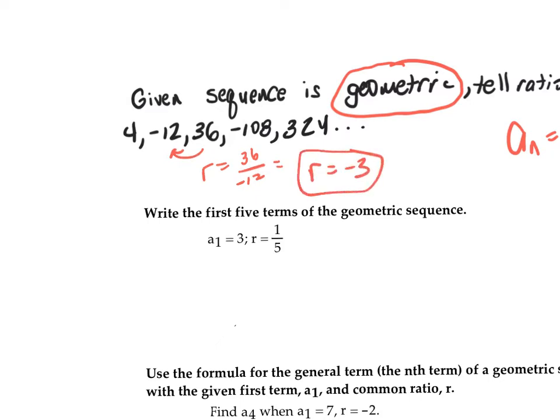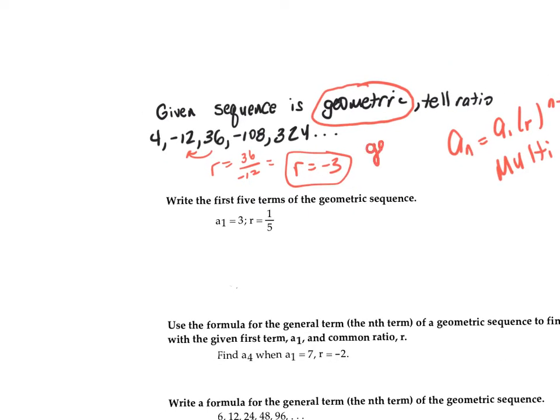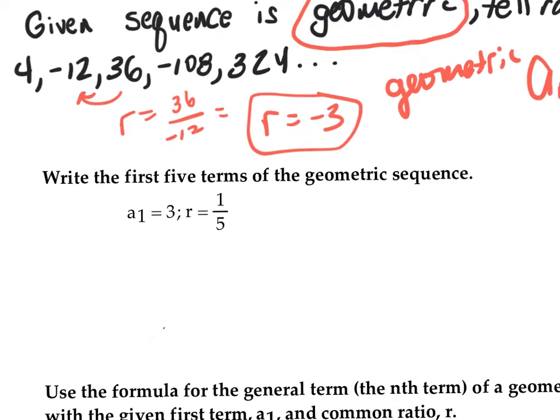Check to make sure that's right. 4 times negative 3 is negative 12. Negative 12 times negative 3, positive 36. Positive 36 times negative 3, negative 108. So do you guys see how that's correct? So you would choose the answer choice that says, yes, this is geometric, and the common ratio is negative 3. Now, did you have to write me a paragraph and do this whole long equation? No, but I do need to see that you understand.